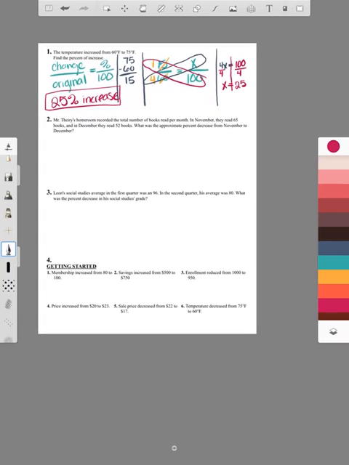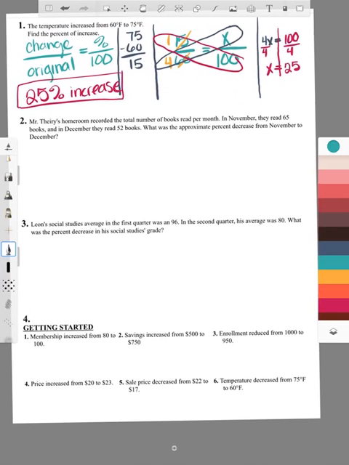It says Mr. Theory's homeroom recorded the total number of books read per month. In November, they read 65 books. In December, they read 52 books. What was the approximate percent decrease from November to December? So we're going to start off by writing down our formula. Change over original is equal to percent over 100.